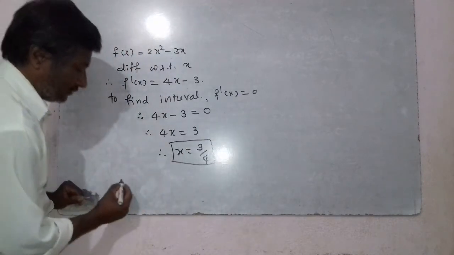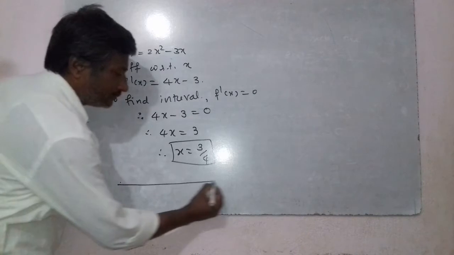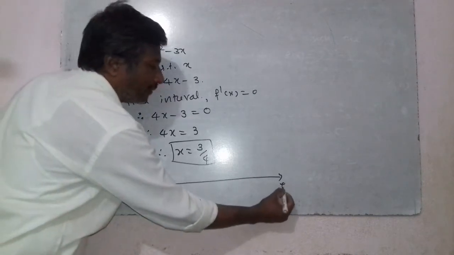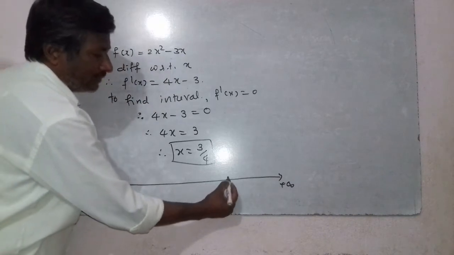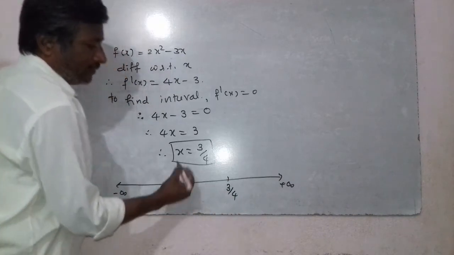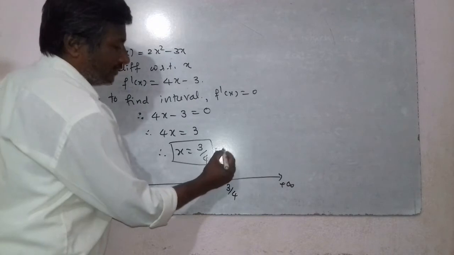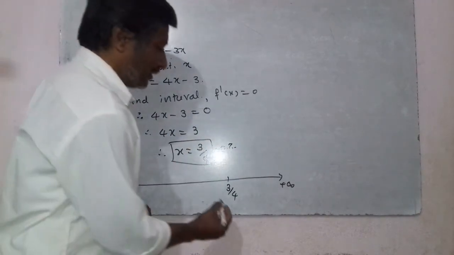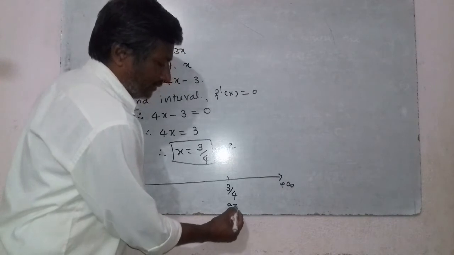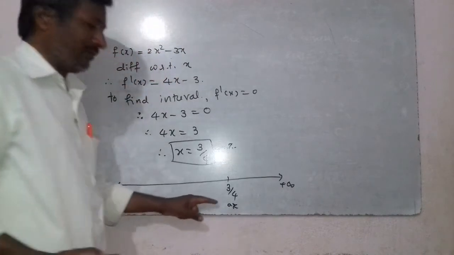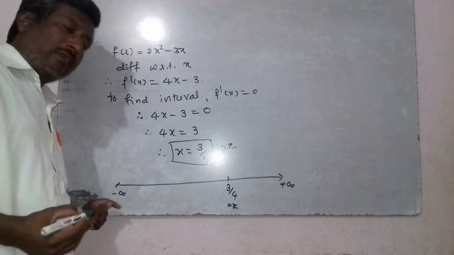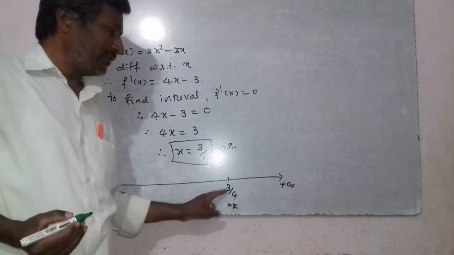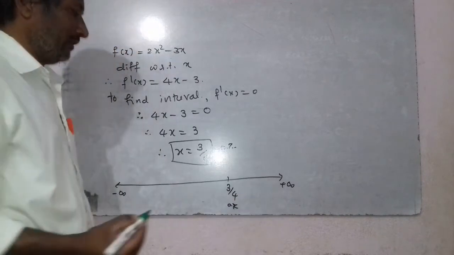So therefore, this is minus infinity, plus infinity. So this is 3 by 4. So 3 by 4 means this value is 0.7 something. So decimally its value is 0.7. So therefore, the intervals are minus infinity to 3 by 4 and 3 by 4 to plus infinity.